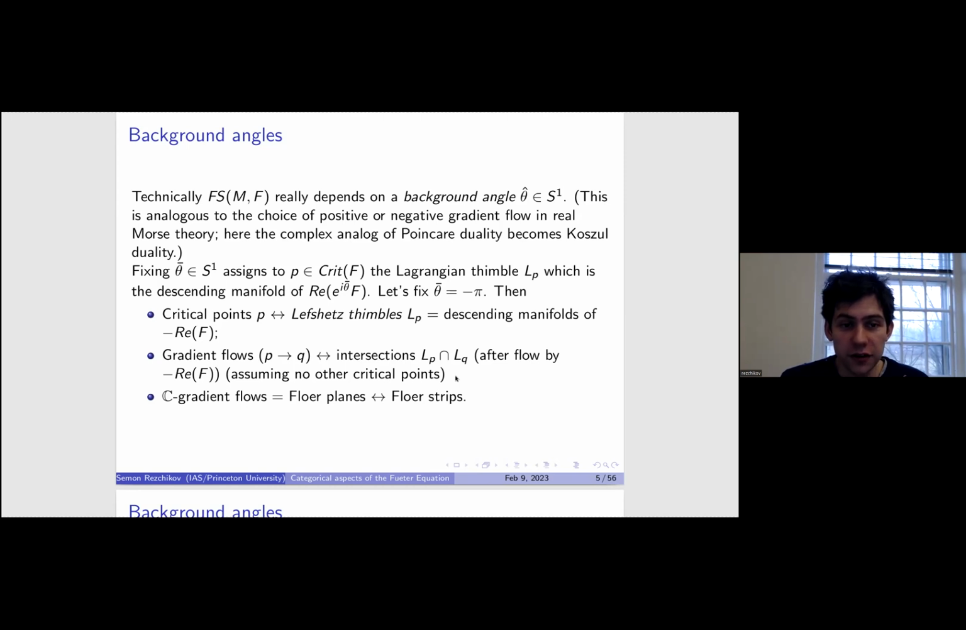The way to think about this is that this complex Morse category should be some category defined in terms of symplectic geometry, but done in an alternative model that never uses traditional symplectic objects. So a critical point should correspond to a Lefschetz thimble coming out of that critical point.